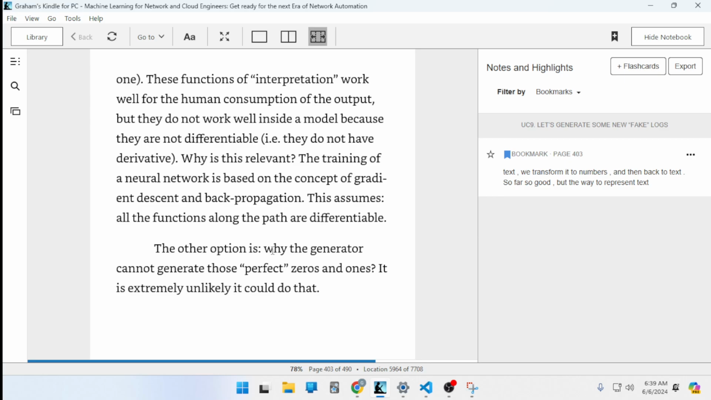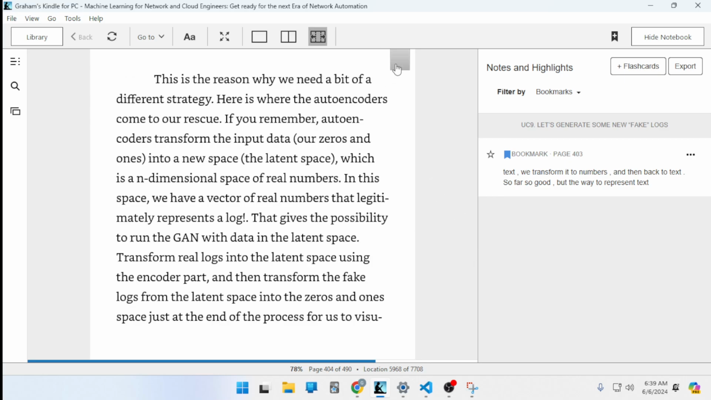Another option is why the generator cannot generate those perfect zeros and ones. It is extremely unlikely it could do that. This is the reason why we need a bit of a different strategy. Here is where the autoencoders come to our rescue.